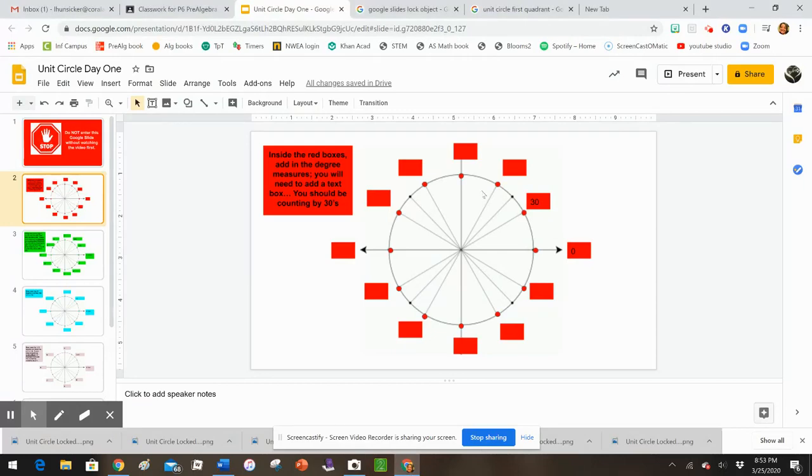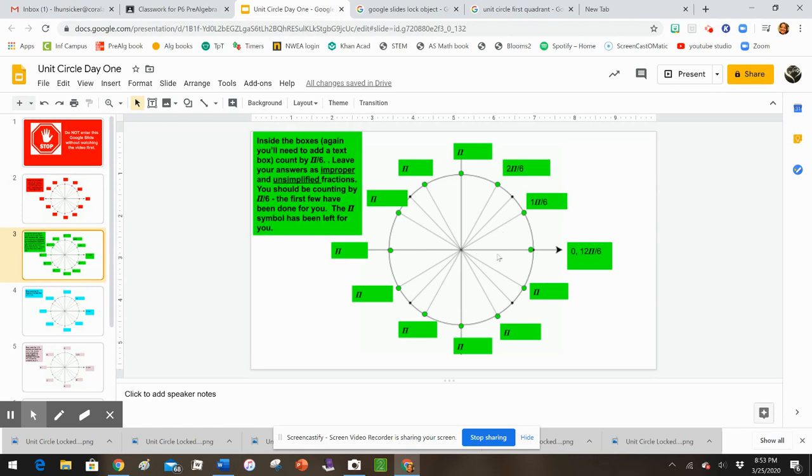So on your Google Slides, you're going to also be counting the way that I'm going to be counting with you. So I'm going to show it to you. You're going to be counting by degrees, which I've already done and showed you. And then you're going to be counting by radians next. Okay. And so that's what's coming up next. If you take a look at your Google slide, the one that I gave you, that's what this is.